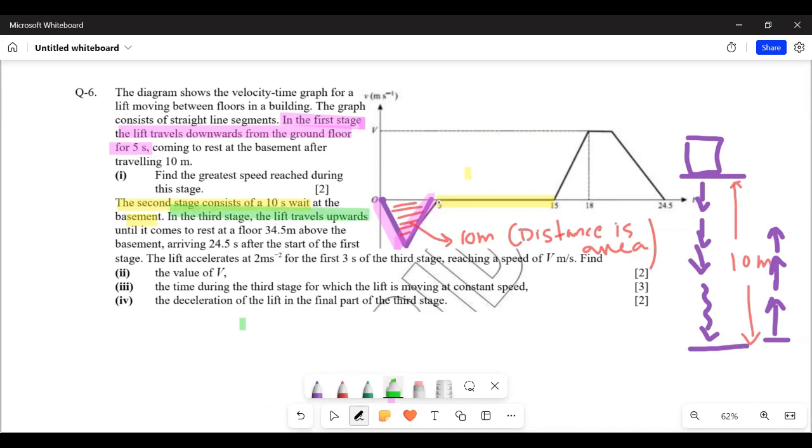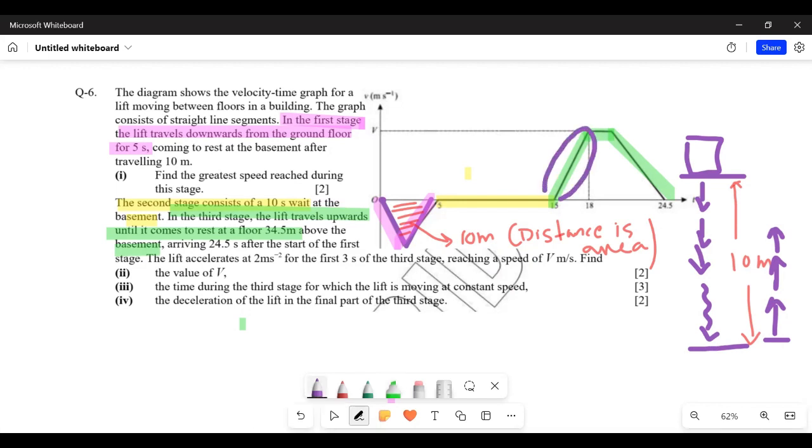In the third stage, the lift travels upwards until it comes to rest at a floor 34.5 meters above the basement. So this is that motion. This, and this. The lift is going upwards in this part of the graph. First, its speed increases from 0 to a certain value v, and then it stays at that speed for a particular time, and then the speed begins to decrease while it's going up, and eventually it comes to rest.